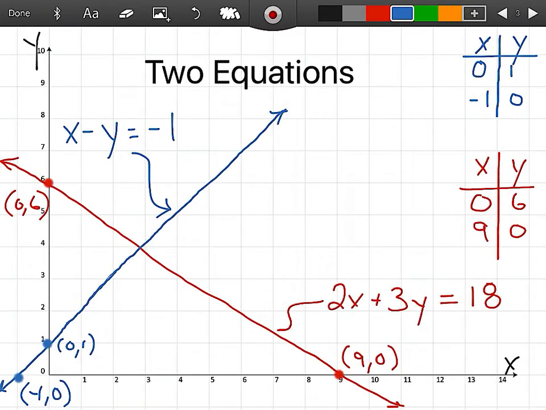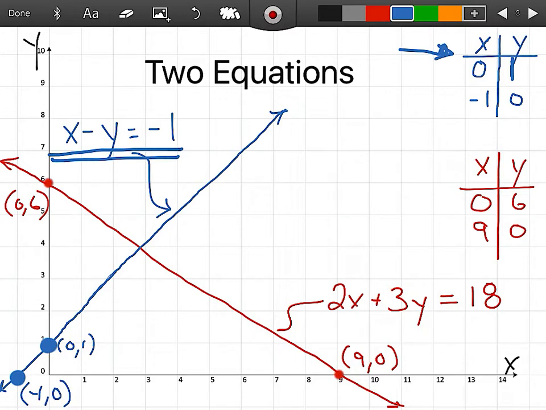So let's look back at the intersection of two equations. The first equation in blue is x minus y is equal to -1. Now, if I solve over here using the zero method, I put a 0 in for x and I get a y of 1. If I put in a 0 for y, I get x is -1. And that becomes these two big dots down here. And then I draw my line.